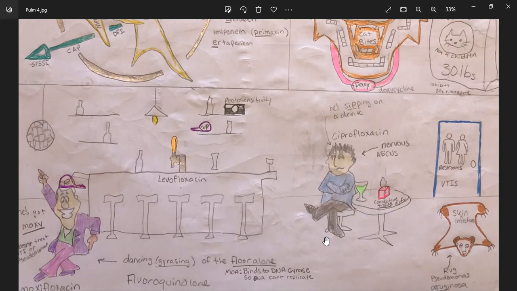So Cipro, it does treat Pseudomonas, and I draw Pseudomonas by a rug because Pseudomonas aeruginosa. Cipro does treat that, but it's not a respiratory fluoroquinolone, so don't use it for this. But levofloxacin does have pseudomonal effects, and it can be used to treat community-acquired pneumonia. That's why we have our cap on the back wall here.